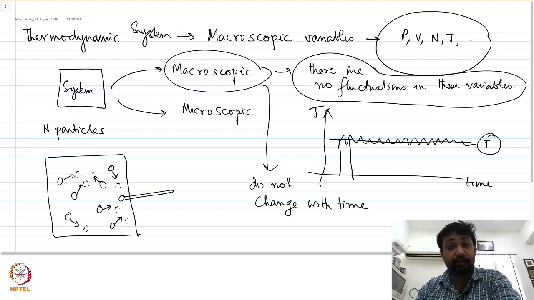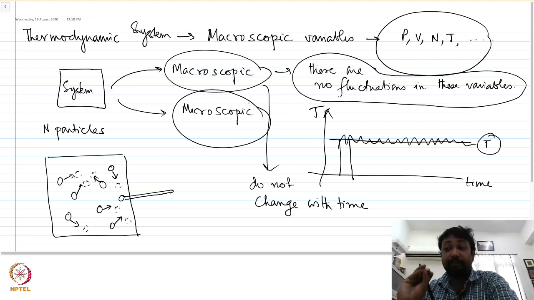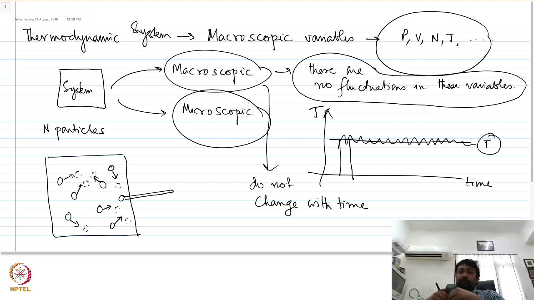In contrast, microscopic variables, if I really look into the system, are fluctuating, which you can intuitively understand, that if I want to try to measure something, then it is very clear that within the measurement, my particle positions have changed. So here I have shown you for the temperature, I can do it also for the pressure. If I want to take two pressure measurements with a certain time lag between them, then it is clear that within that time, the positions of the particles have changed.